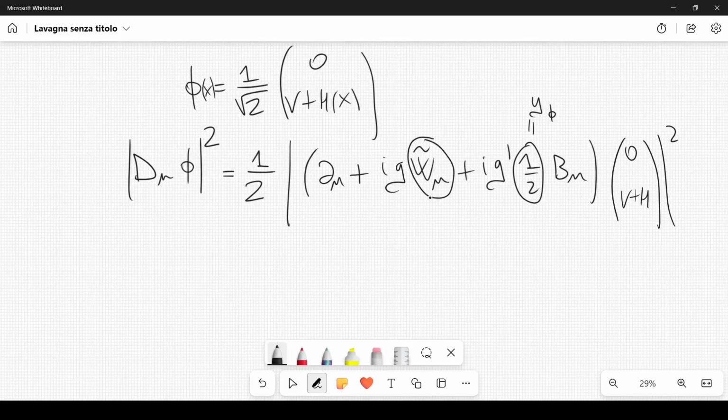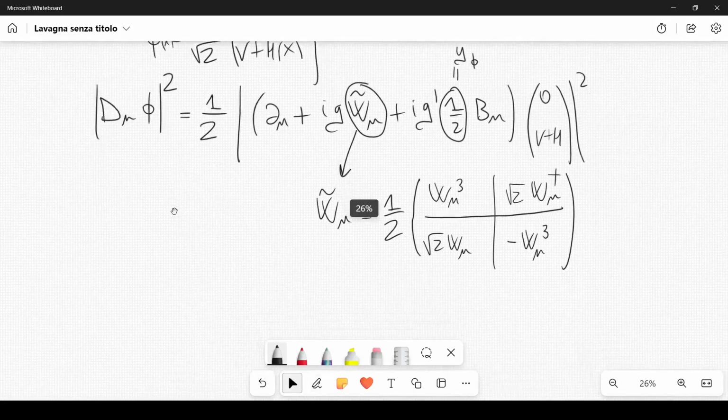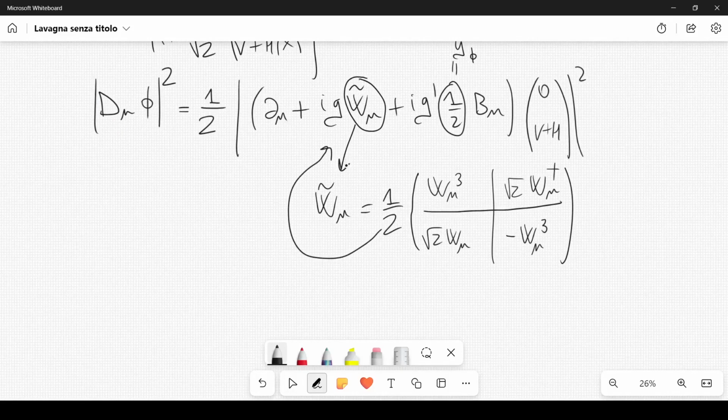Now we can substitute, instead of W tilde mu, remember that we already calculated this a couple of lectures ago. I don't remember exactly when, but we did it. It's a very straightforward calculation. This is W mu 3 in the first entry. Then here we have square root of 2 W dagger mu. And here we have the square root of 2 W mu. And then here we have minus W mu 3, like this. So we can replace it in here.